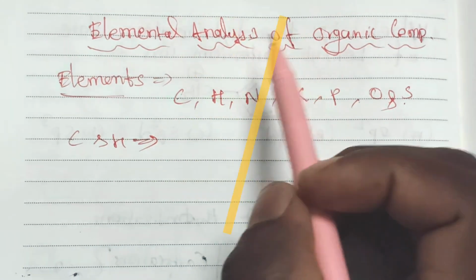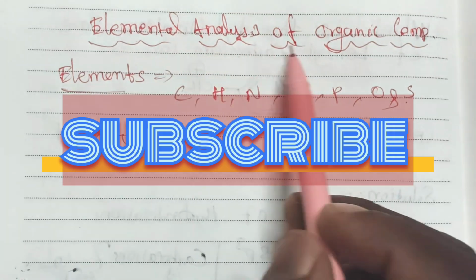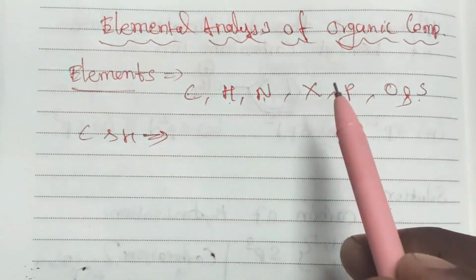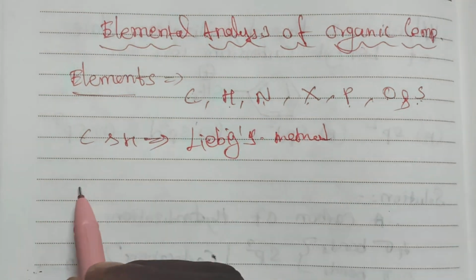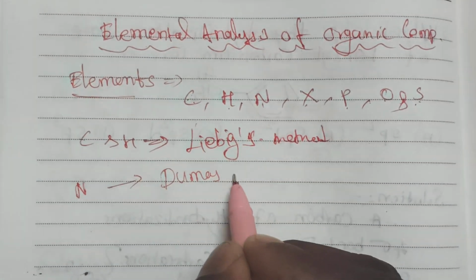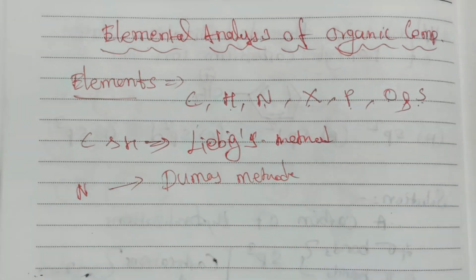Dear student, see this GOC unit's last topic, elemental analysis of organic compounds. In general, organic compounds contain the elements carbon, hydrogen, nitrogen, halogens, and phosphorus. Next, nitrogen can be analyzed by two methods: one is the Dumas method, and the other is the Kjeldahl method.